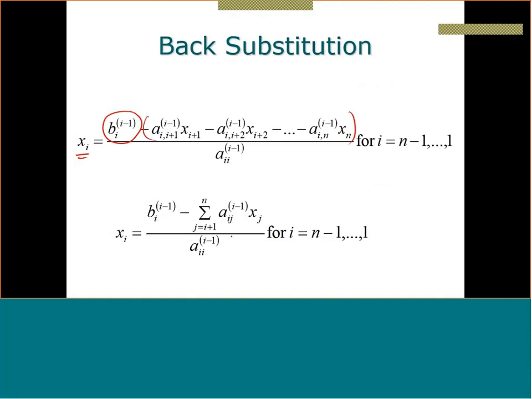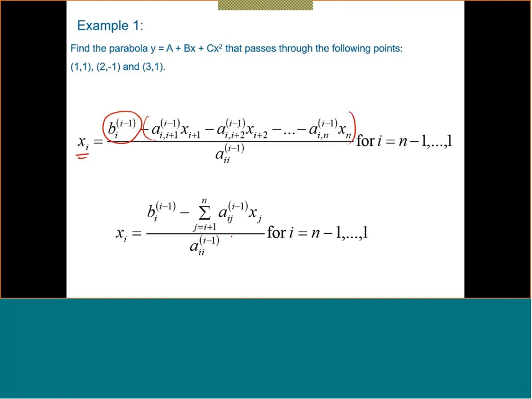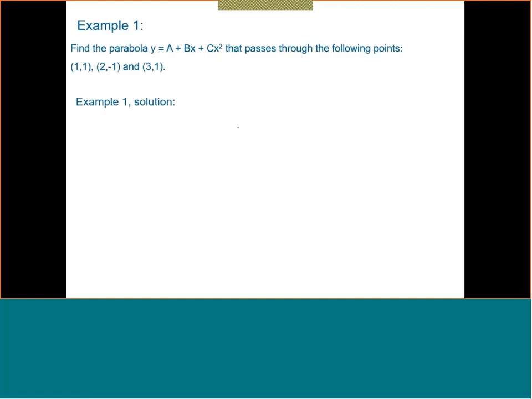Okay, so let's find this. It says find the parabola of y equal to a plus bx plus cx squared that passes through the following points. We have 1, 2, 3 points. So I will generate 3 equations, and then from these 3 equations, I need to find these variables. So in the first equation, this is your x1, y1, x2, y2, x3, y3. So the parabola is going through all these 3 points, so it satisfies this equation.